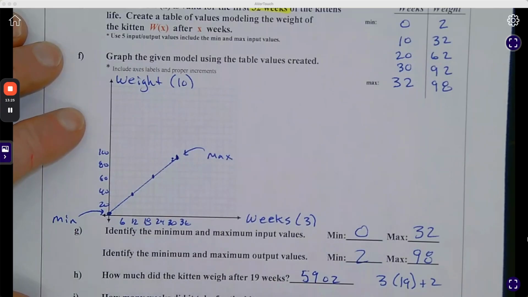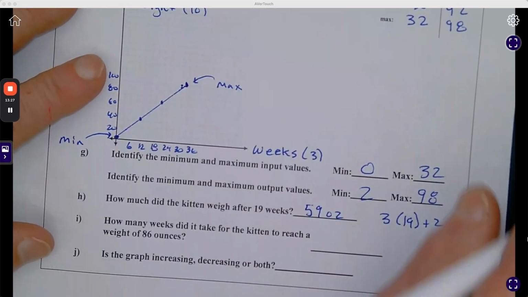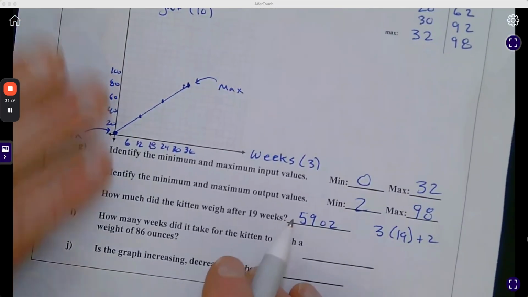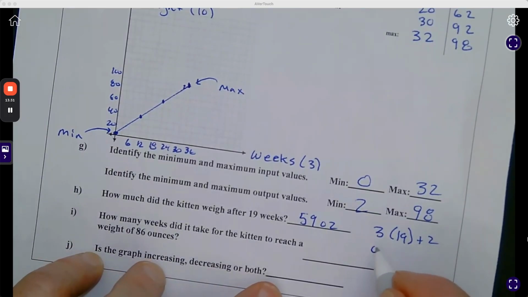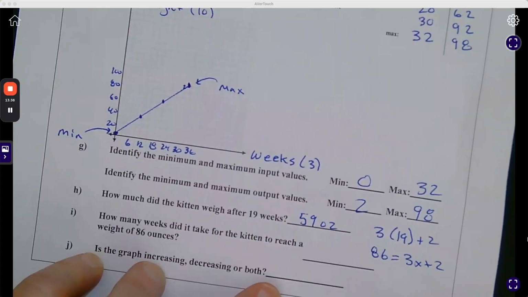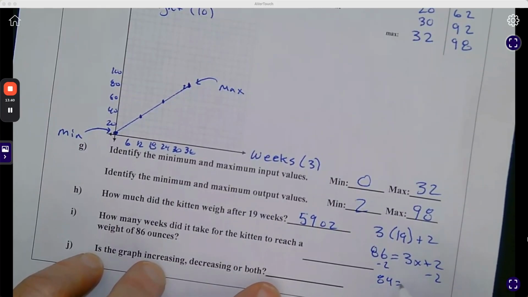How many weeks did it take for the kitten to reach a weight of 86? Well, that's my output. So now I'm going to set my output equal to my function rule. Solve that for x. Subtract 2, subtract 2. 84 equals 3x. Divide by 3, divide by 3. 3 goes into 8 twice. 28 equals x. So 28 weeks.